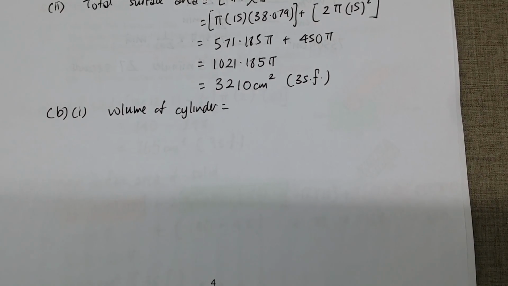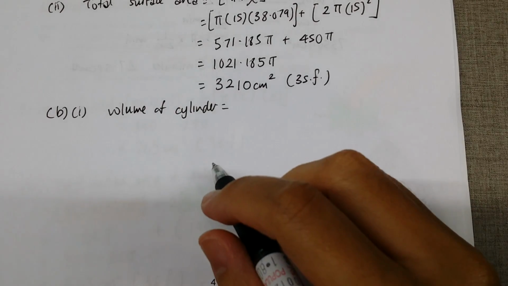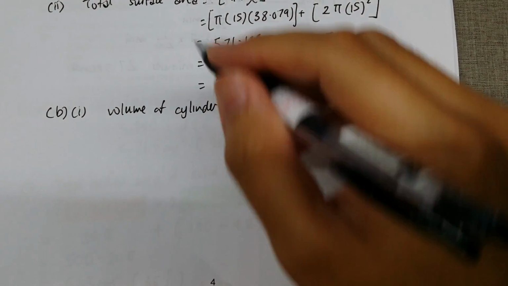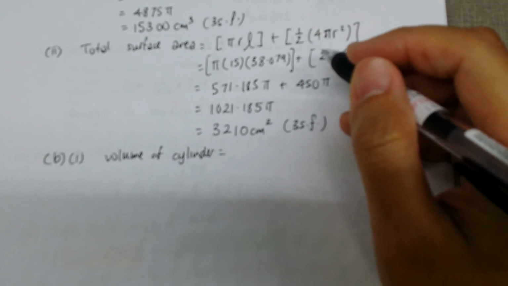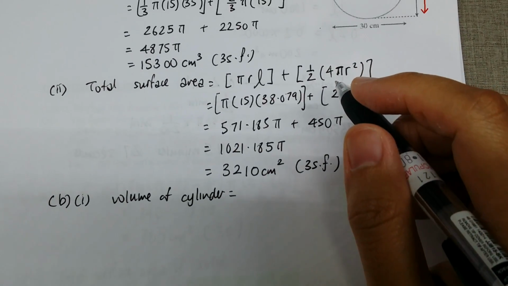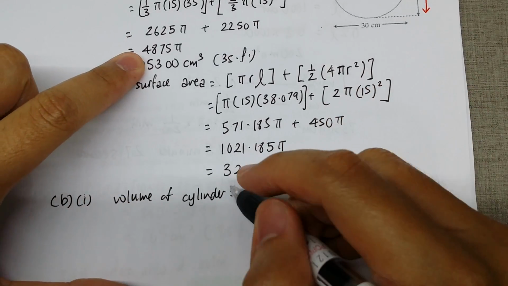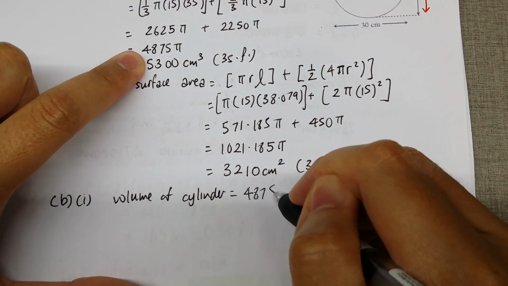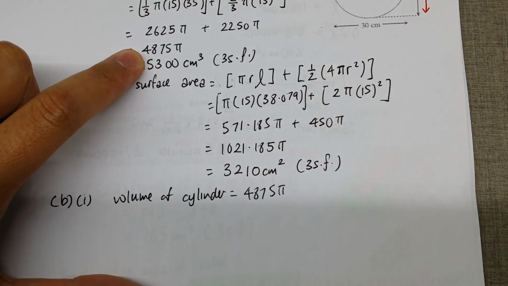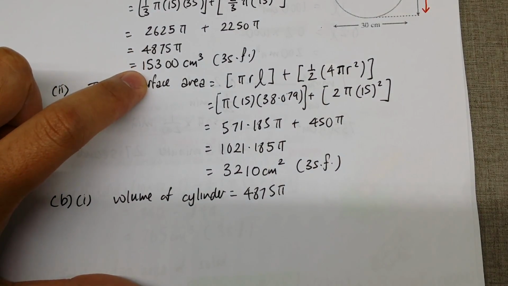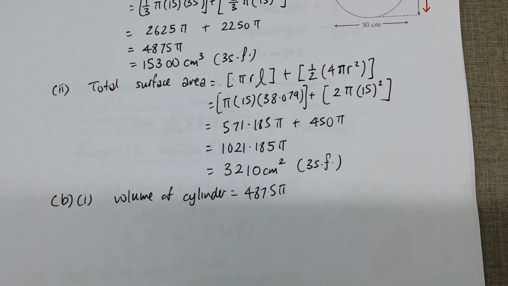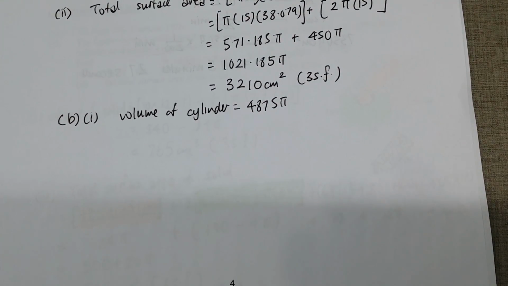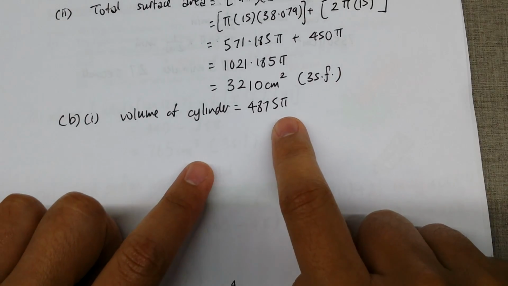So volume of cylinder. What is the volume of cylinder? Volume of cylinder will be equivalent to the volume of the entire solid we found earlier, right? The entire solid is 4875. Of course, you use 4875 pi as the volume. Don't use 15300 because this is the rounded off answer. It will not be accurate.